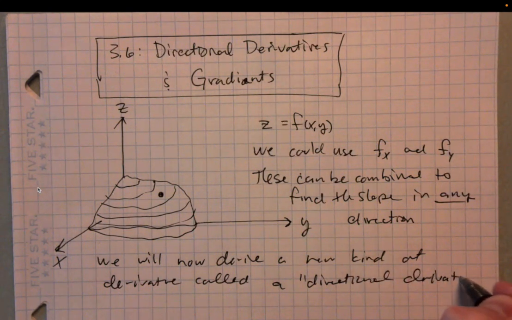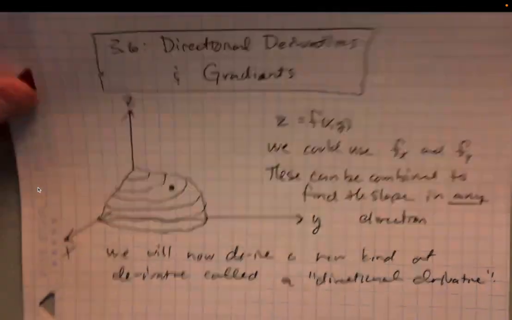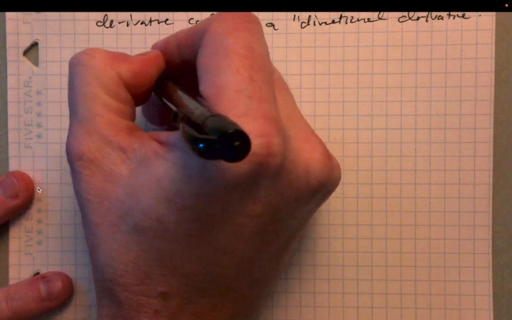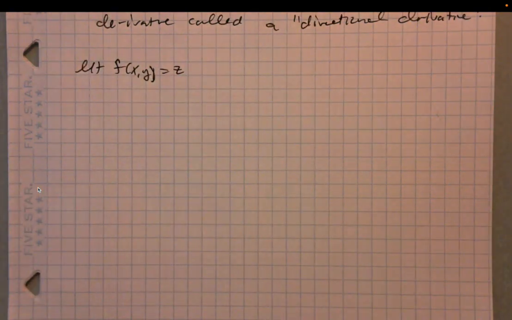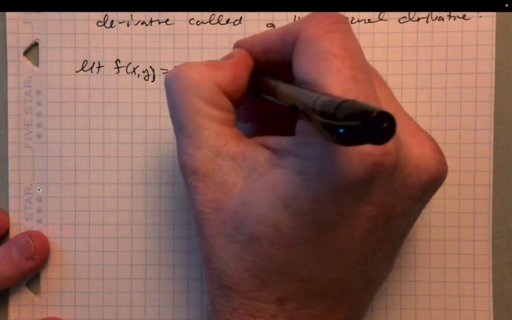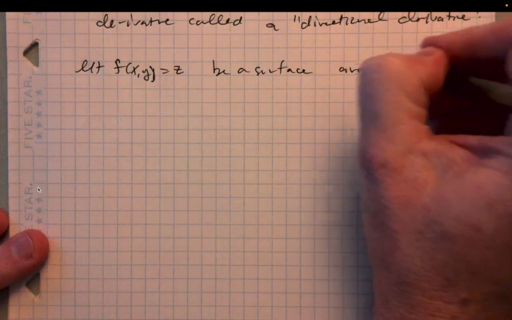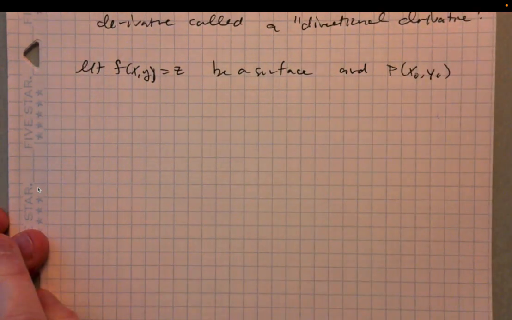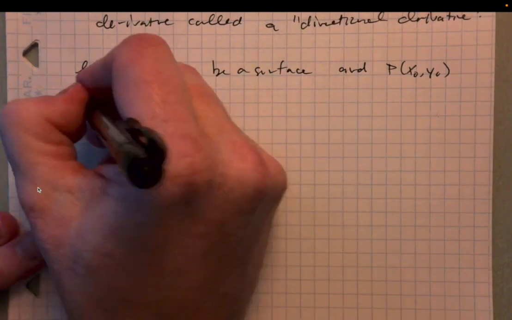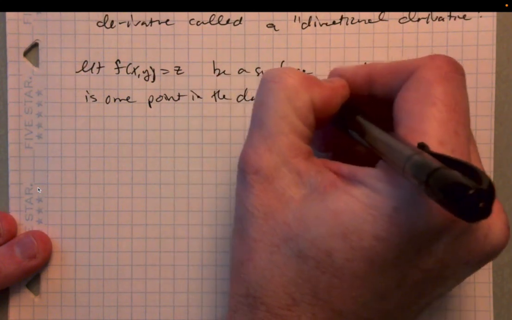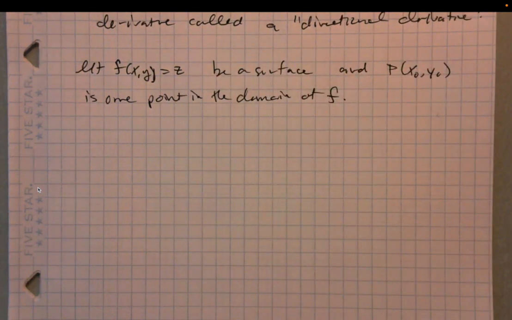A directional derivative. Okay, and so let's go ahead and talk this through. It might be a little bit of a ways to get there, but we will get there. And so we're going to start by letting f of x, y equals z just as before. This is going to be a surface. And a particular point, x naught, y naught, is going to be some point in the domain of f. Namely, this is some point in the xy plane.